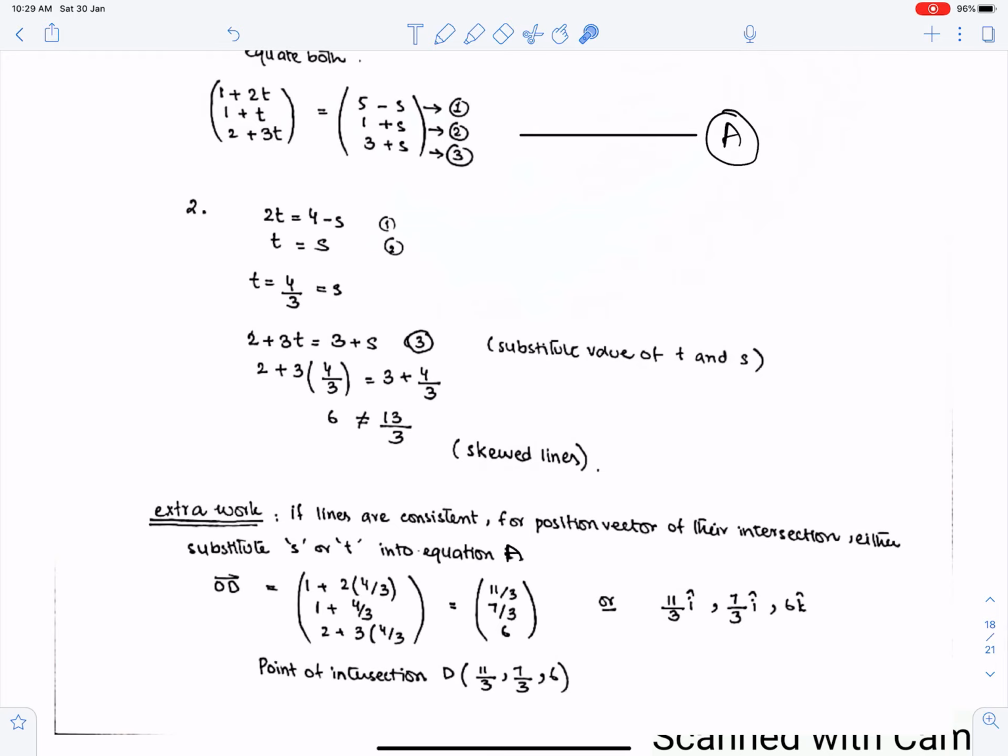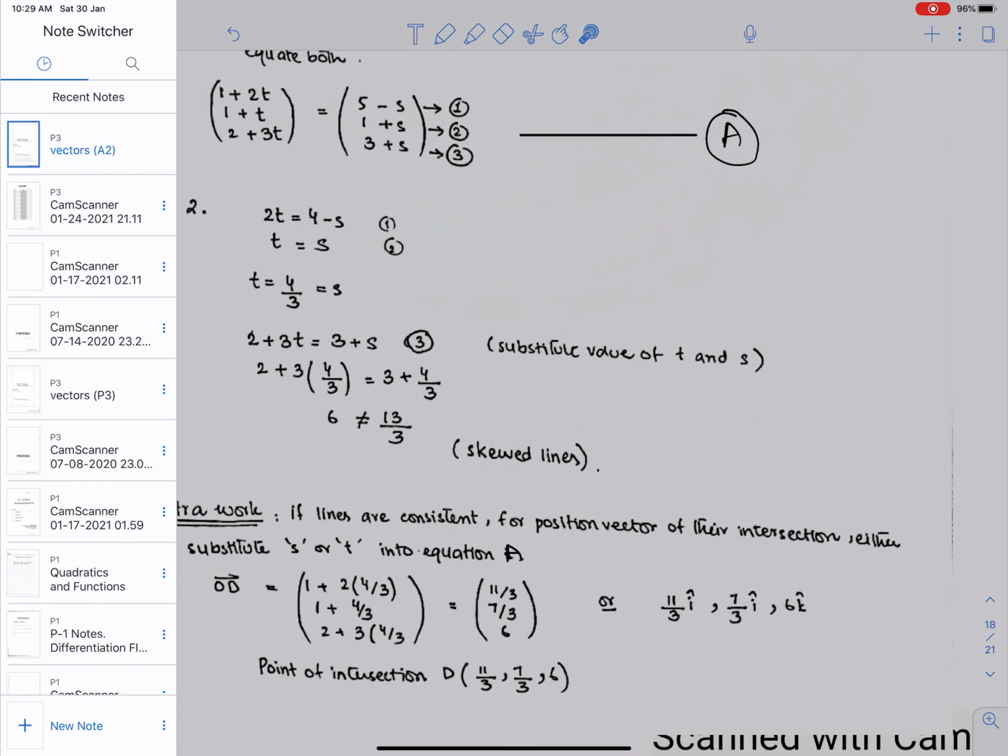Now let's solve one question or discuss the solution of a question from the worksheet.